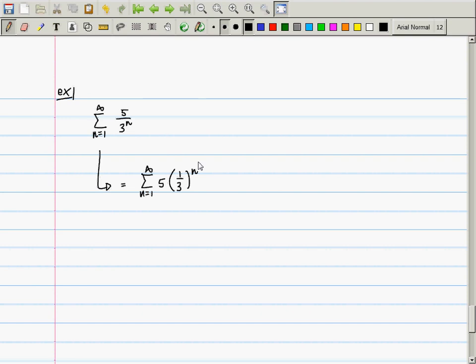Yeah, it'll still converge. It'll converge because it has ratio 1/3. Okay, so it converges. However, it does not converge to a over 1 minus r, because we left off the first term. Right, the first term is missing.